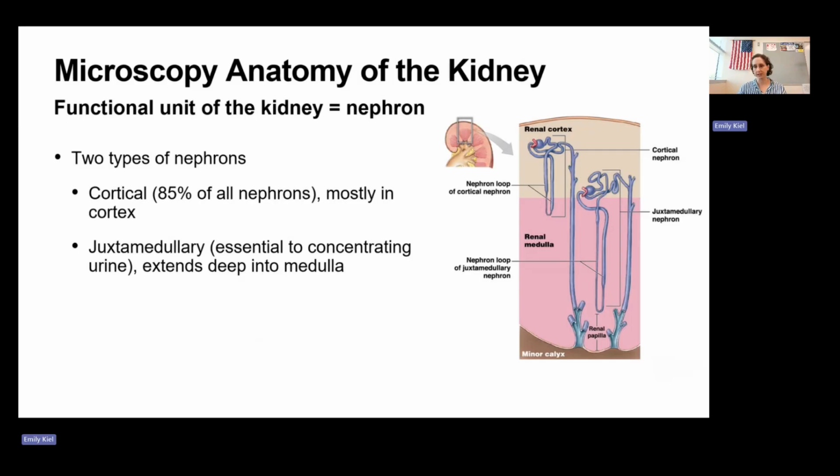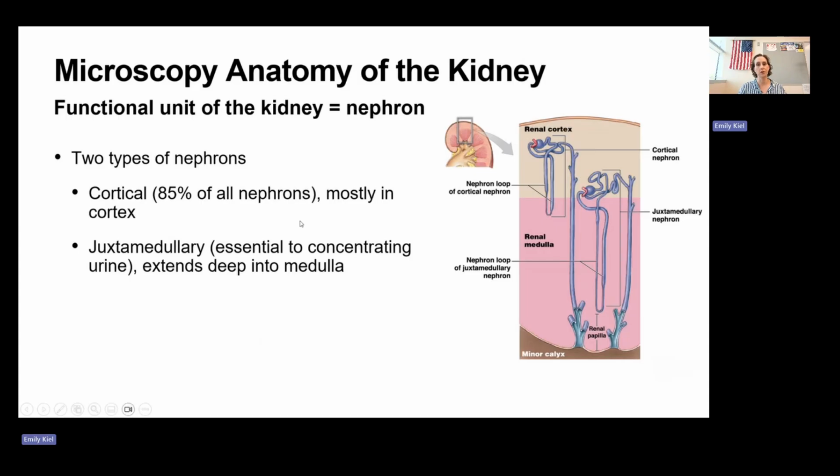So that is the gross anatomy. Let's see what's going on microscopically. The functional unit of the kidney, the smallest unit that does the jobs that it needs to do, is the nephron. Spoiler alert, I got too excited to tell you. And there are two types of nephrons.